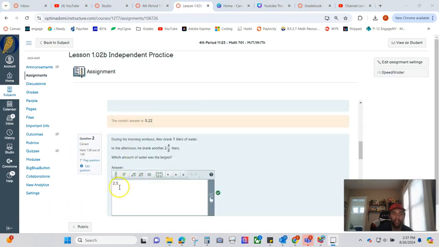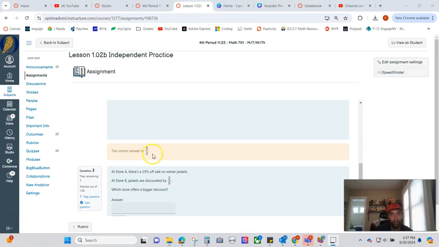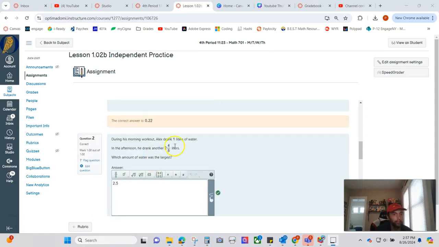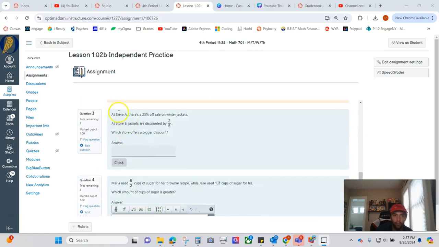So I did some quick investigating. Looks like you can't type it in mixed number form. It has to either be in decimal form or in improper fraction form. So that's why I got it wrong. I got it right, but I just typed it in wrong. So now let's move on to the next question.